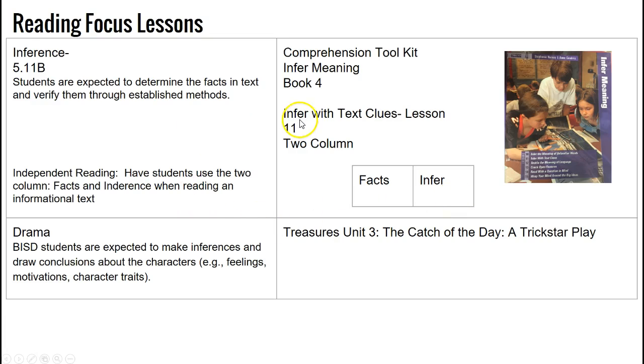So you might have a mini lesson, break these lessons down, do portions of them so they won't be so long, and then rinse and repeat that with facts and inferences with different types of text. Have students use the two column, this is that, and in their independent time, have them read informational text and fill out: what are the facts and what do you infer from those facts? That'd be a great independent reading.